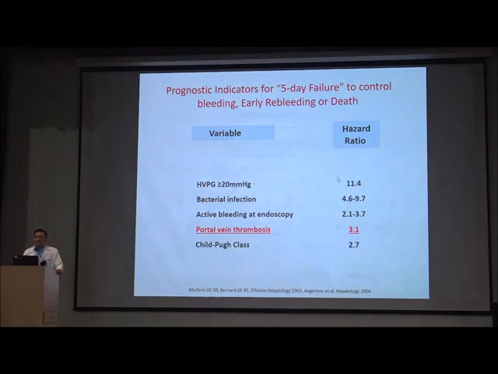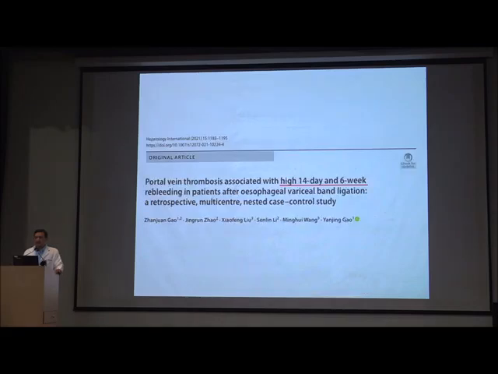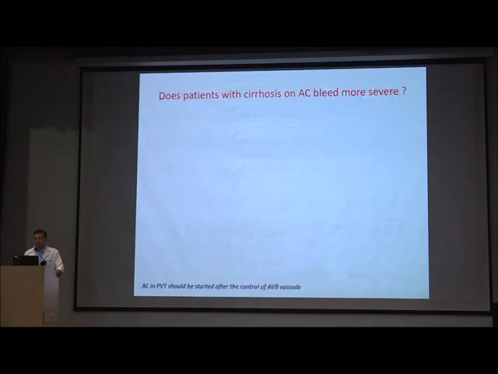So the studies have shown that in patients with acute variceal bleed, portal vein thrombosis is an independent risk factor for 5-day poor control of bleeding. Those patients with PVT at baseline had a 3 times higher risk of 5-day failure to control bleeding. And more recent studies have shown not only a higher 5-day failure rate of bleeding control, but also higher chances of 14-day and 6-week rebleeding after EVL in patients who had portal vein thrombosis.